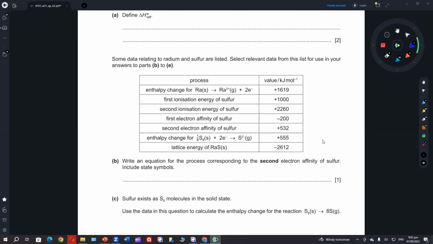Some data related to radium and sulfur are listed. Select relevant data from this list for use in your answers to part B to E.